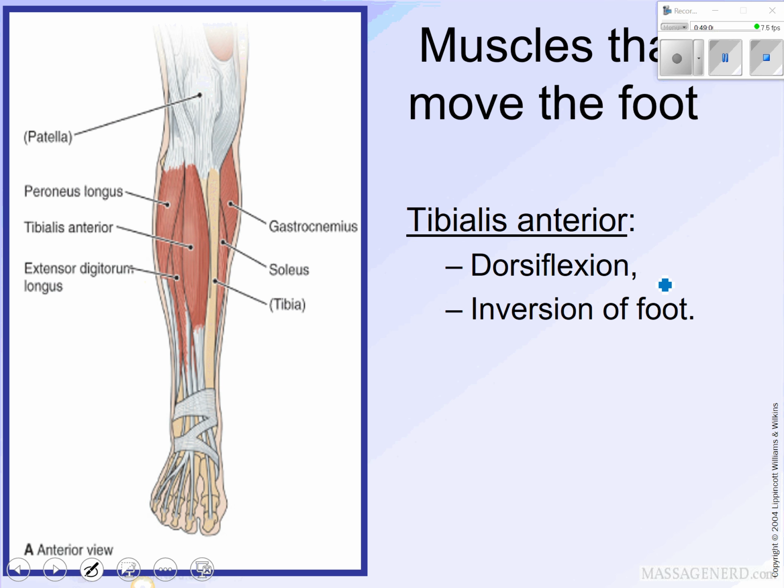Tibialis anterior is here on the front. That's just this muscle here. And this is your tibia bone, so it runs right beside that tibial bone. It also originates on the tibia bone. It inserts on your tarsal bone, I think the cuneiform bone. So it causes dorsiflexion and allows you to move your foot inward, which is the inversion of the foot.